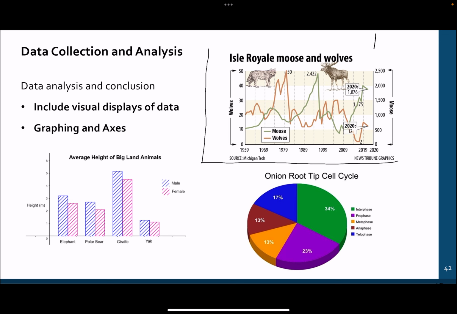And on the bottom, we have our time. On the sides, we have population size. Now, for every graph you make, your x-axis is always going to represent the independent variable. And the y-axis is always going to represent the dependent variable.